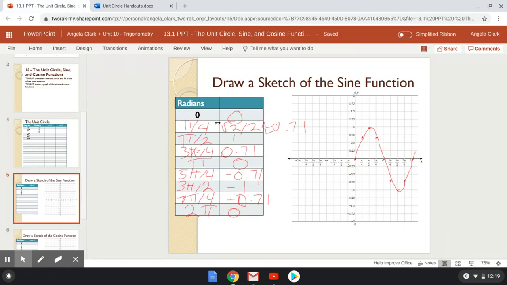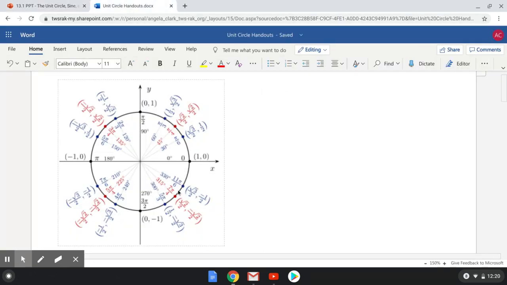So negative pi over 4 is again negative 45 degrees, so we'd be down here. So sine is going to be negative square root of 2 over 2, and then negative 1, negative square root of 2 over 2, 0, positive square root of 2 over 2, 1, positive square root of 2 over 2, back to 0. So that's what we're doing.